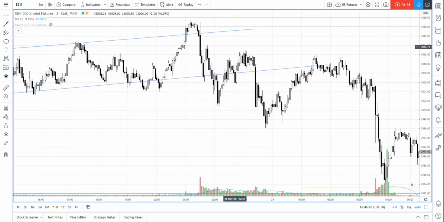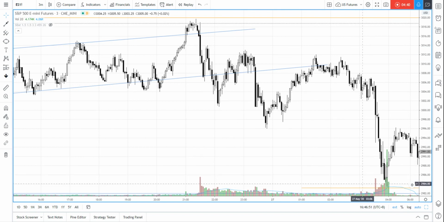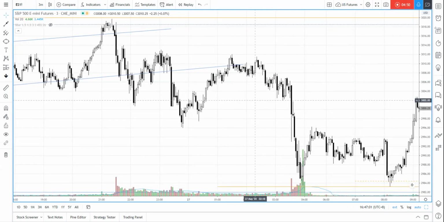My bias was actually long, and also to long near around 2980. So with this kind of structure, I just could not find any comfortable short entry. So I just did nothing and just watched for the first hour or first 1.5 hours.